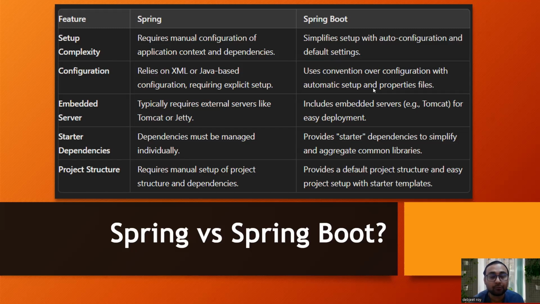It provides starter dependencies like Spring Boot starter parent, and provides all sorts of starter dependencies by default to simplify common libraries. We don't have to think much about how to provide dependencies for the starter parent. It also provides a default project structure, so project setup becomes very easy because it gives a ready-made template showing how the Spring structure of your project will look. So that's the difference between Spring and Spring Boot.